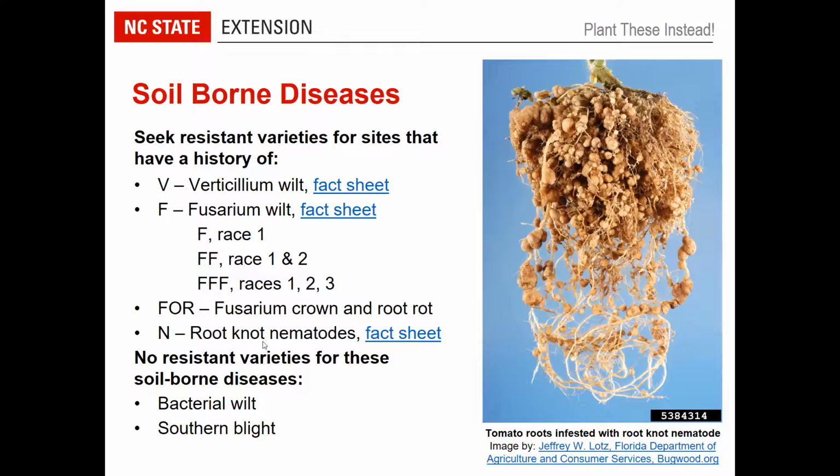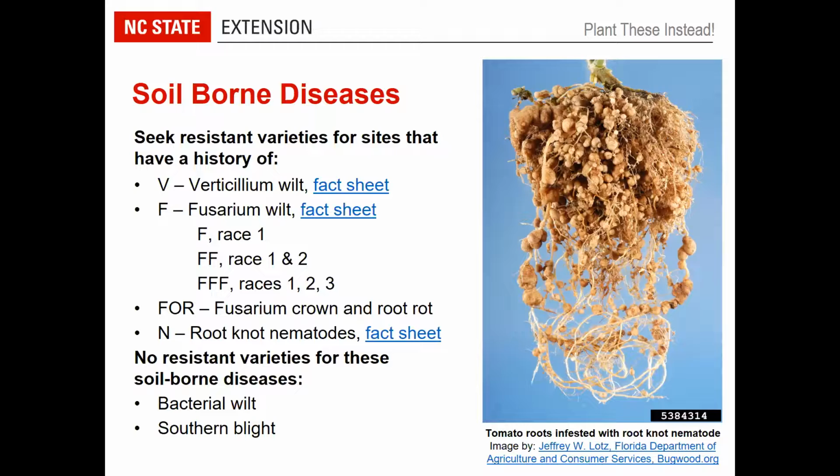And then for root knot nematodes, so we have fact sheets for those, which are linked here that you can go and learn more about from the slide archive, and will also be part of the follow-up email. So I would say there's a lot of varieties out there with these resistances, and you just need to find the catalog or some reference that'll tell you so that you know which varieties to look for. And especially if you have a site that has a history of one of these problems.